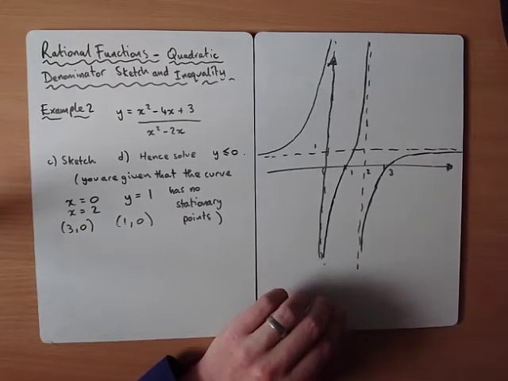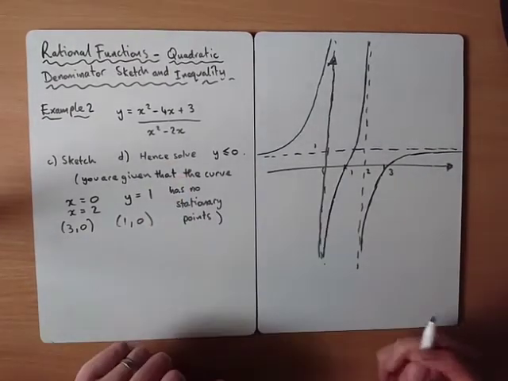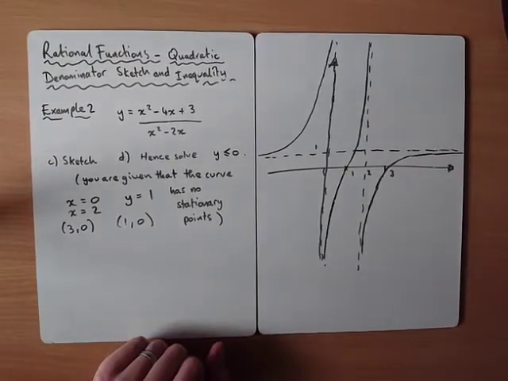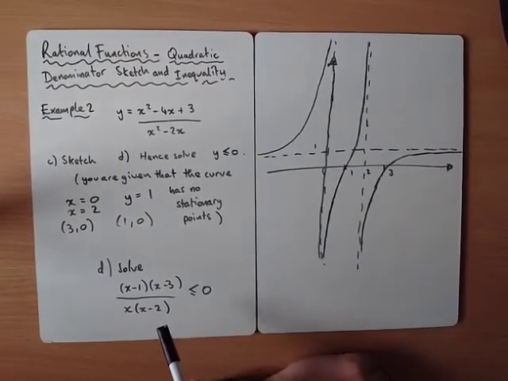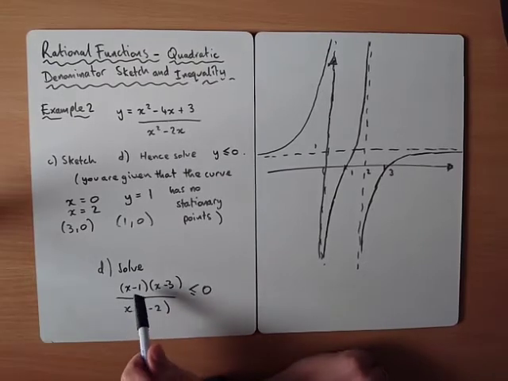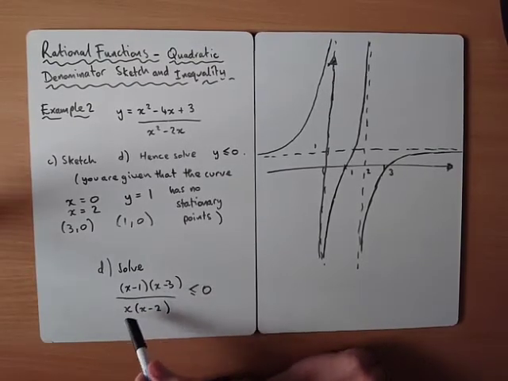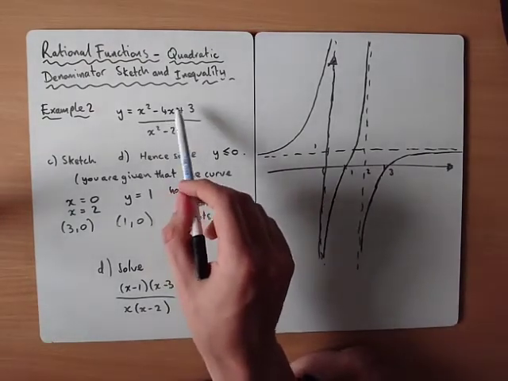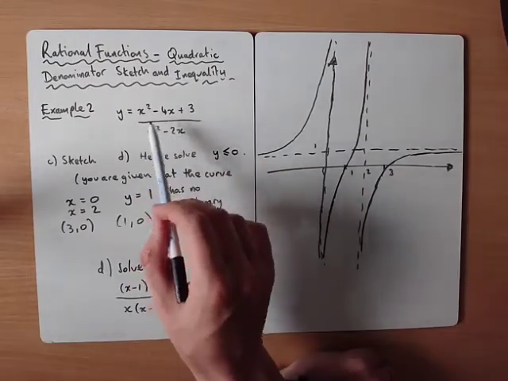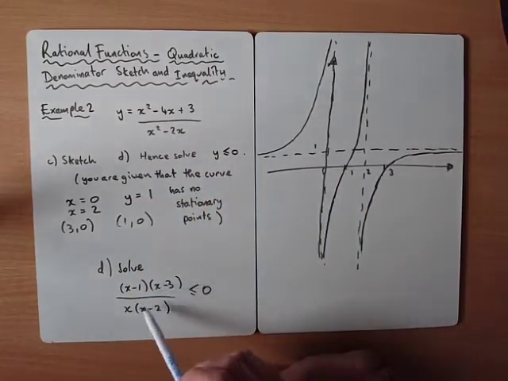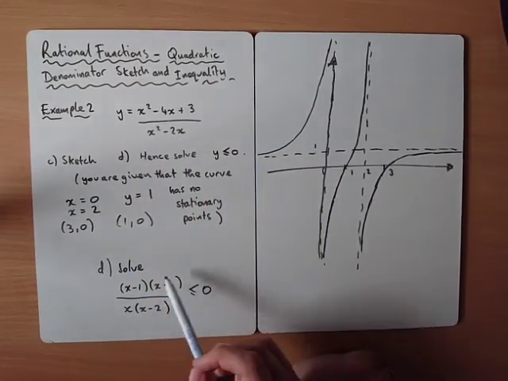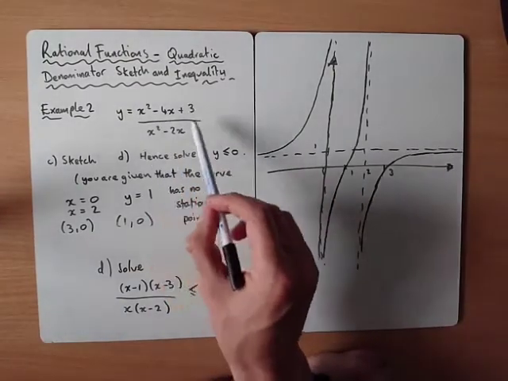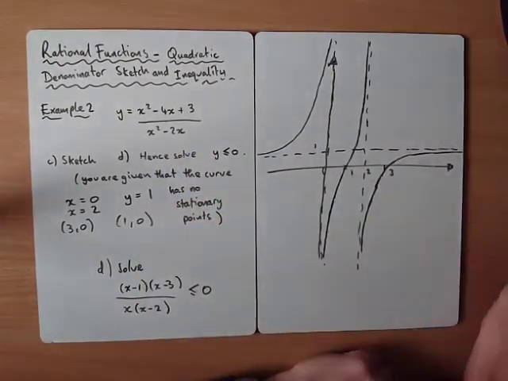Okay, so once we've got our sketch, the last part of the question. This is how it's written. It says solve (x minus 1)(x minus 3) divided by x minus 2 less than or equal to 0. The first thing you have to realise is that the function we're working with is the same as this factorised version. So asking when this is less than 0 is the same as asking when this is less than 0.